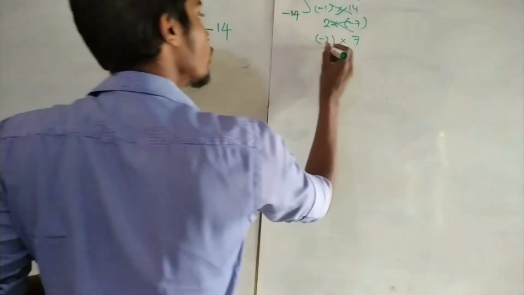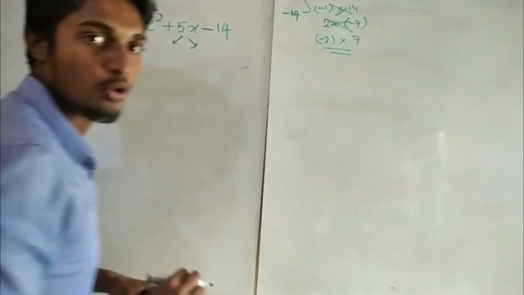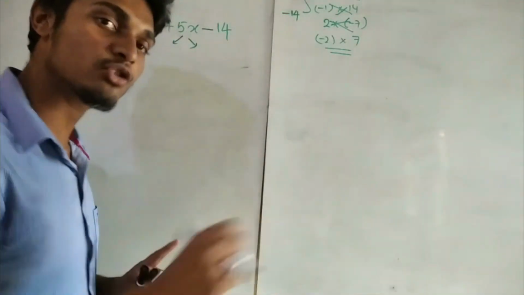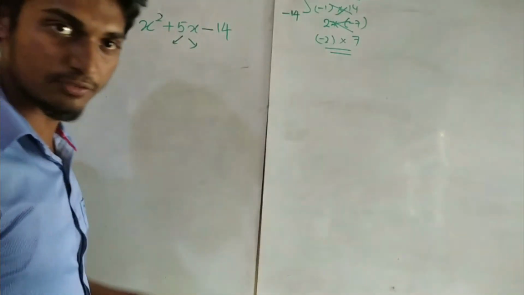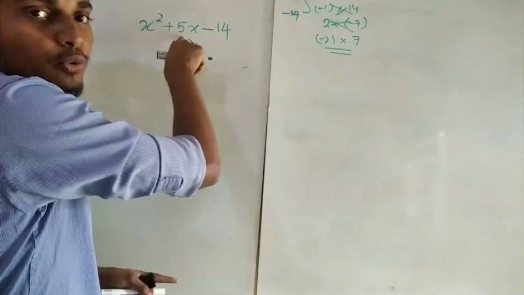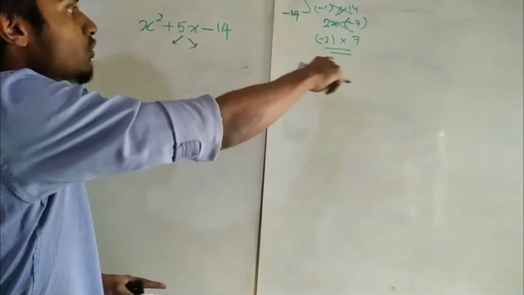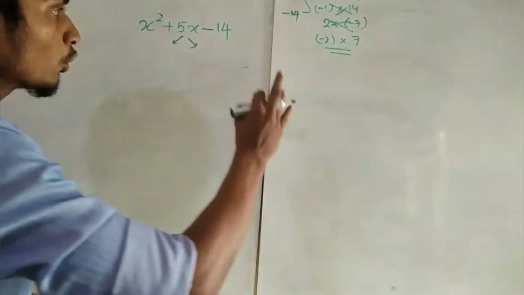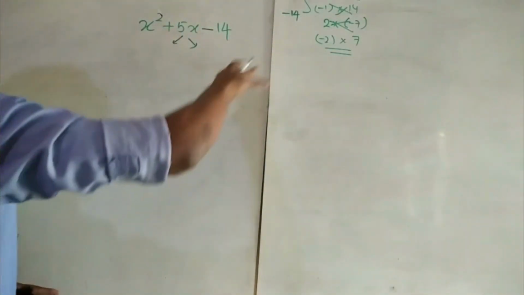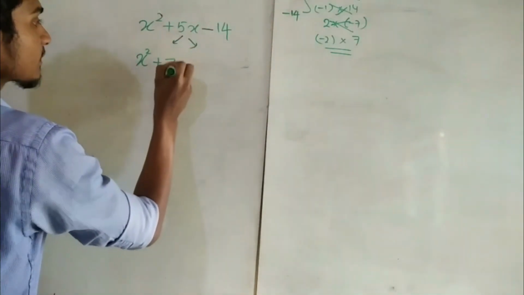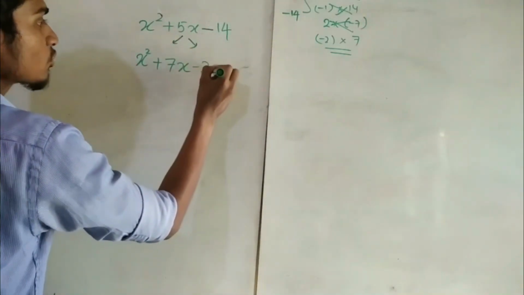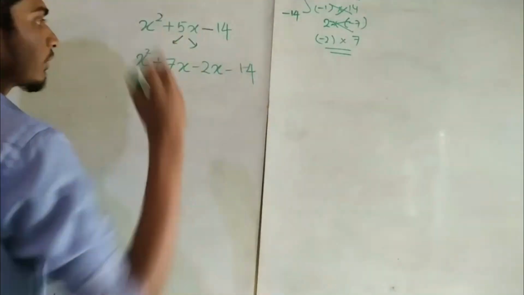Now if you consider these two, 7 and minus 2, right? Add them. 7 plus minus 2 is 7 minus 2, that is plus 5. Do you have that there? Yes, you do. Right? 7 into minus 2 is how much? Minus 14. So we are going to break it into two such that you get 7 and minus 2. So you have x squared plus 7x minus 2x minus 14.